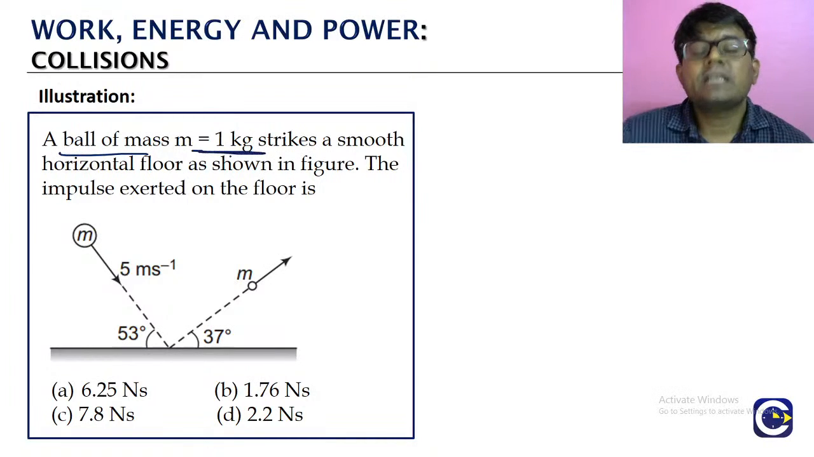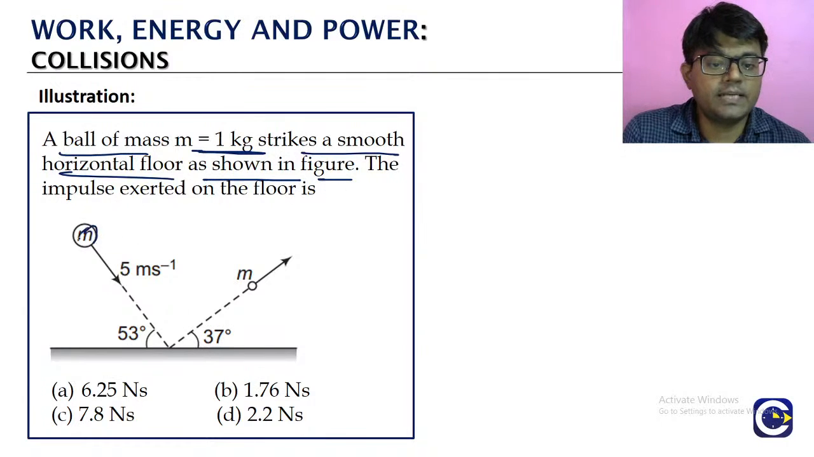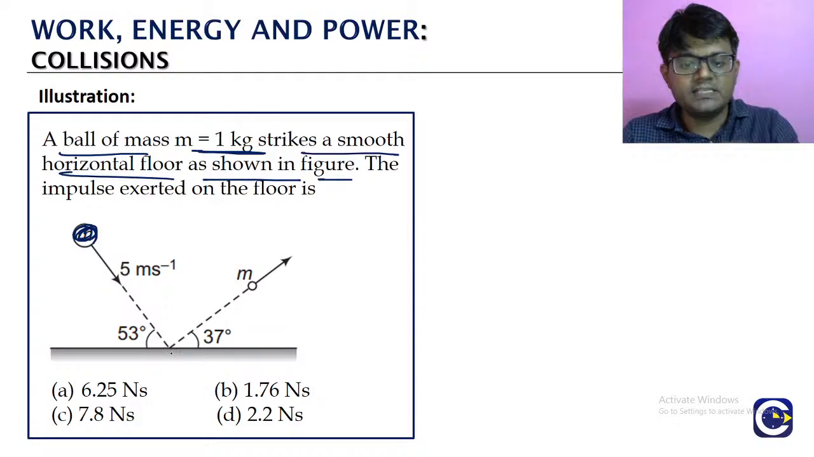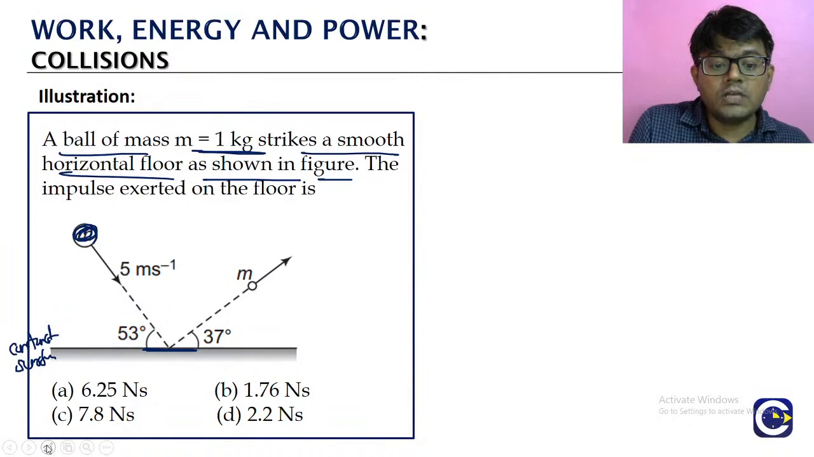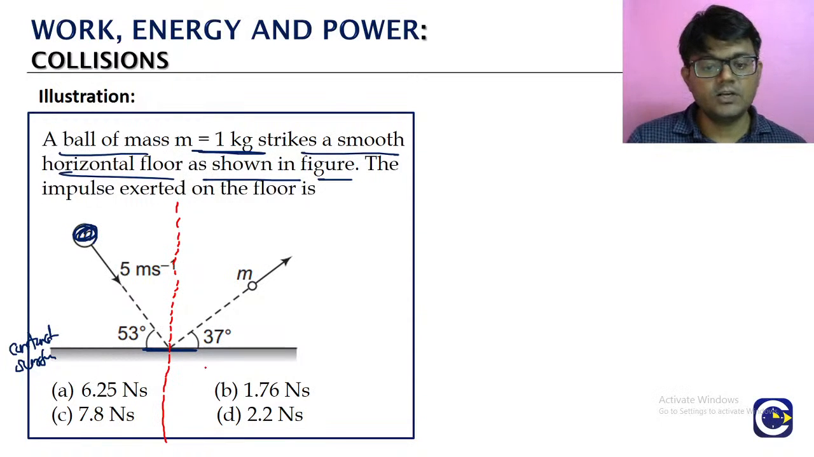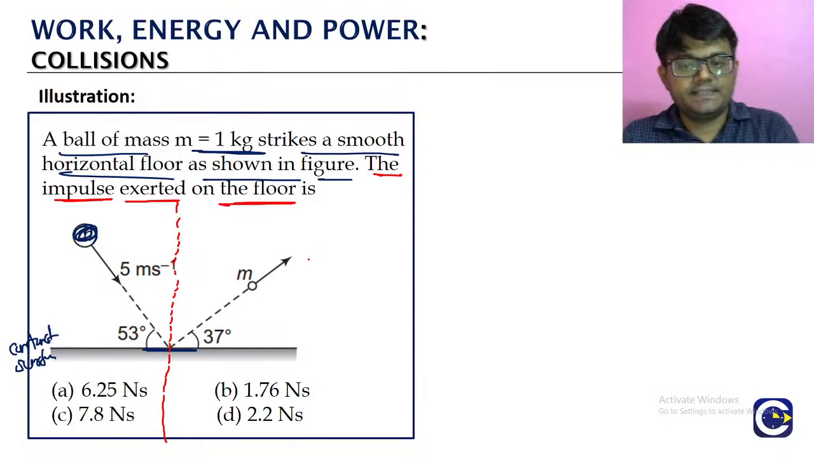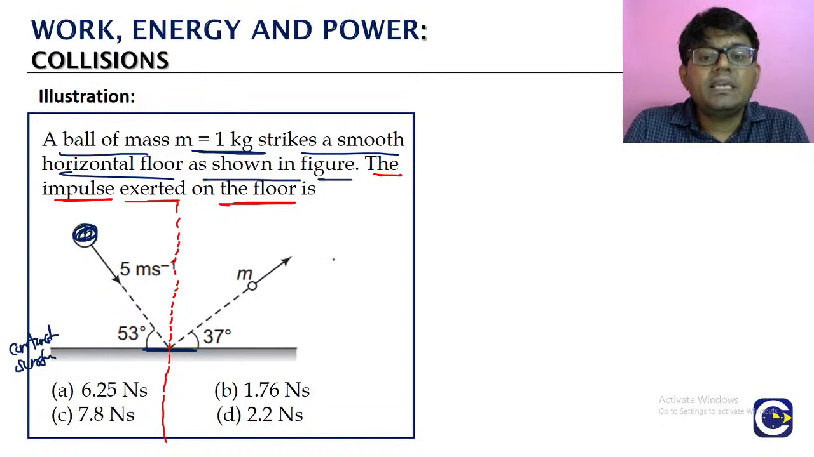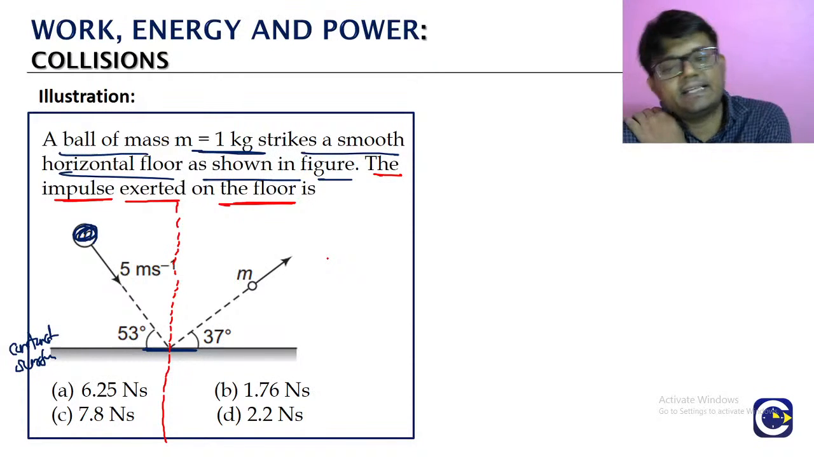A ball with a mass 1 kg strikes a smooth horizontal floor as shown. How is it striking? Look at this. This is the mass. It is coming like that and then striking here. This is the contact surface. Where is the normal to the contact surface? You can draw here. This is the normal, right? The impulse exerted on the floor is, means we need to find what impulse is exerted on the floor. So how do we find the impulse exerted on the floor?